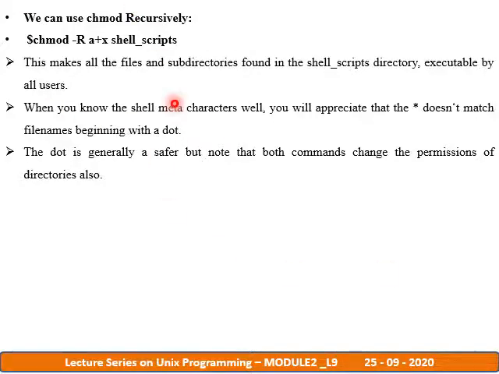You can even use chmod recursively. To use chmod recursively, you have the option chmod -R. So -R indicates chmod is used recursively, and +x is what we have discussed. What this recursive mode does is make all the files and subdirectories found in the shell scripts directory executable by all the users. And when you know shell's meta characters, you will appreciate that the star meta character doesn't match file names beginning with a dot.